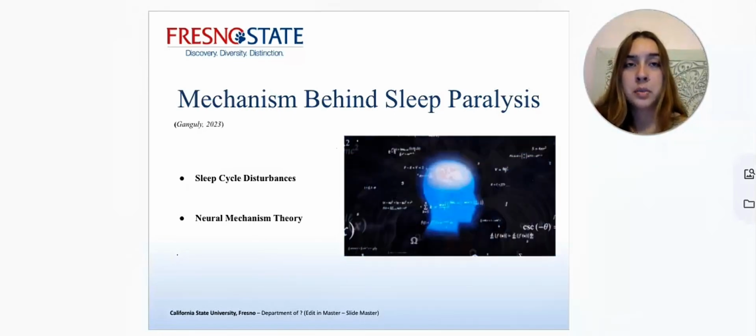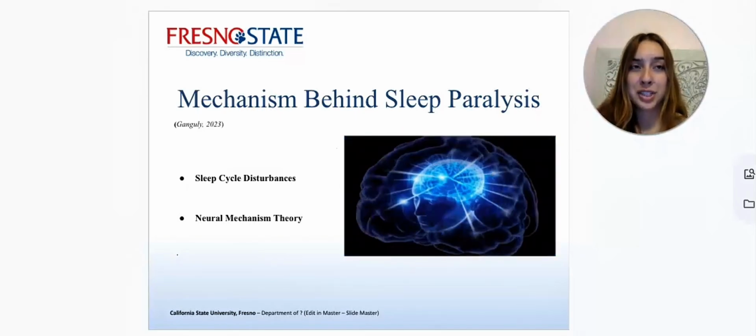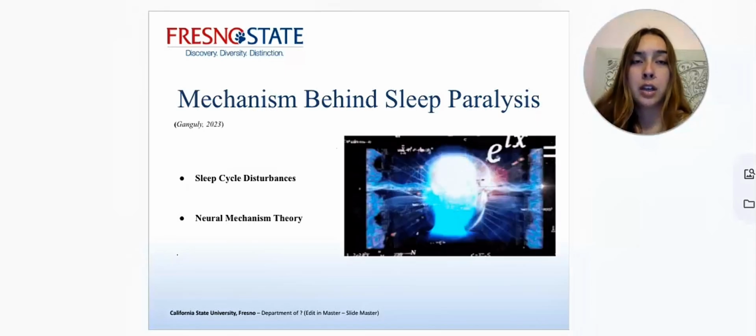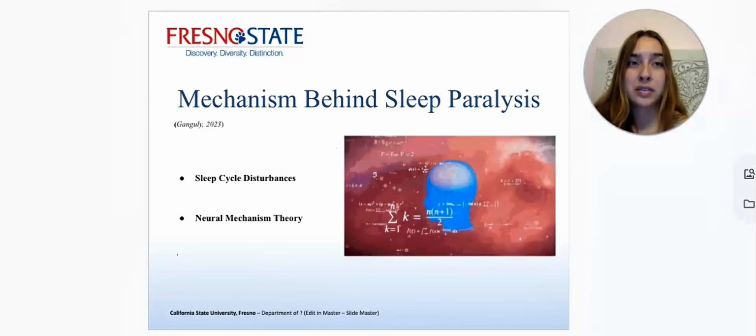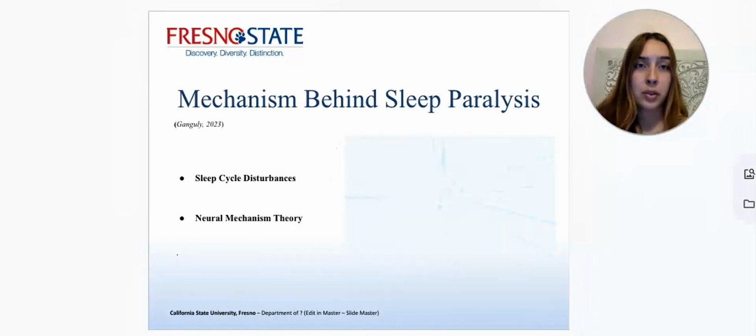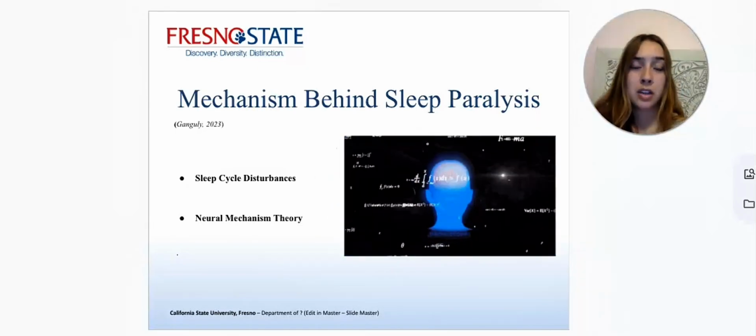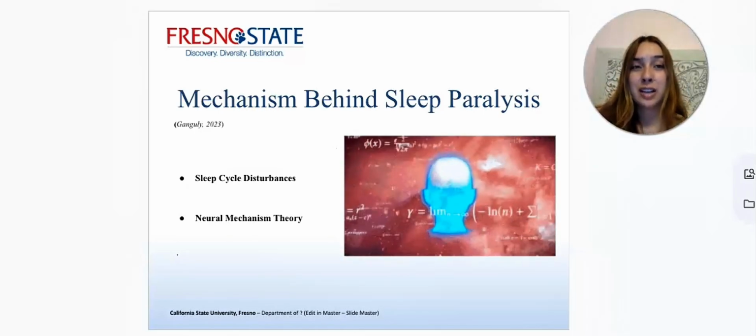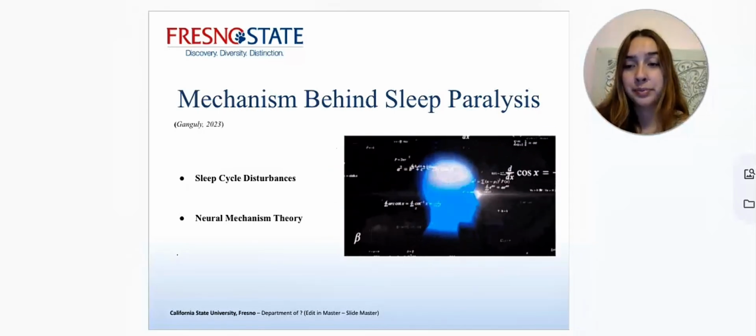For the neural mechanism theory, sleep is controlled by two main systems, the cholinergic, which keeps you asleep, and the serotonergic, which keeps you awake. If the sleep system is too active and the wake system is too weak, it can be hard to fully wake up. And during REM sleep, the part of the brain that controls balance, the vestibular nuclei, can cause that dreamlike sensation that people experience during sleep paralysis.